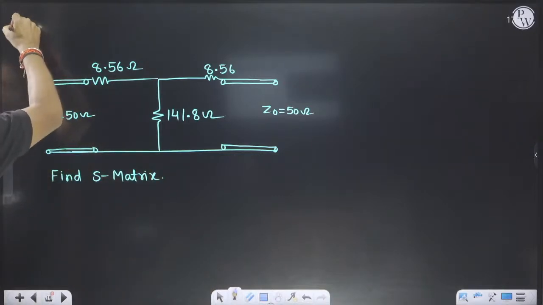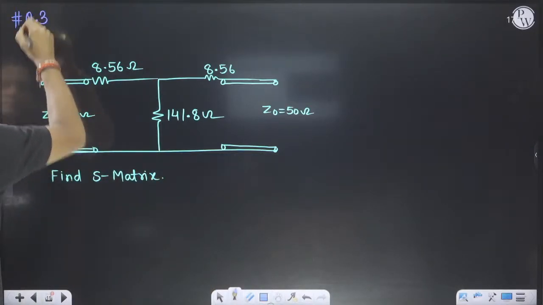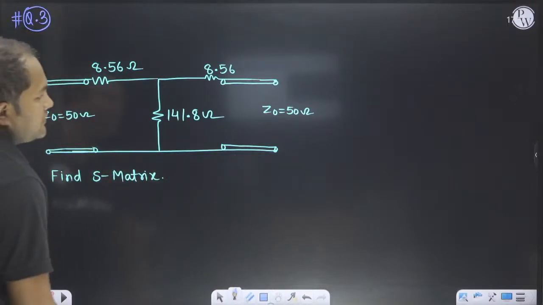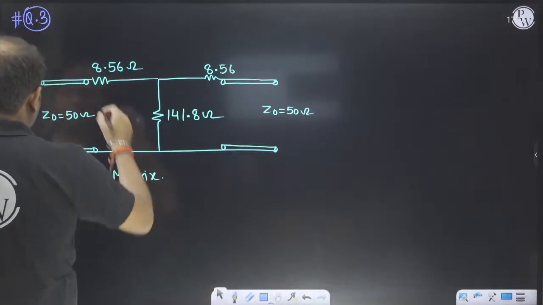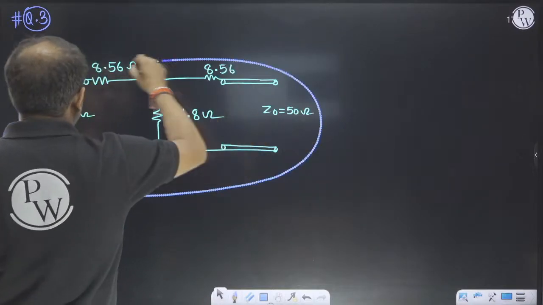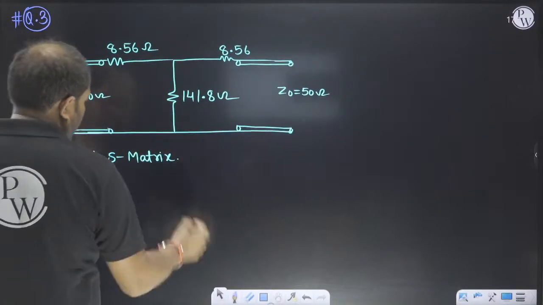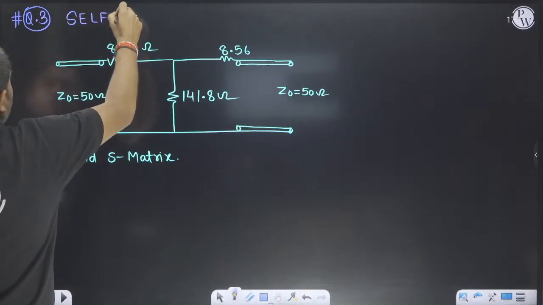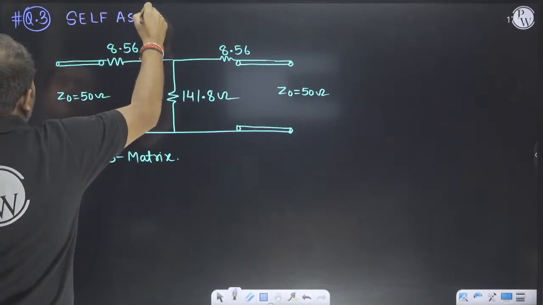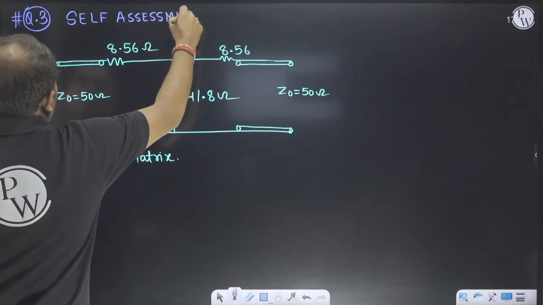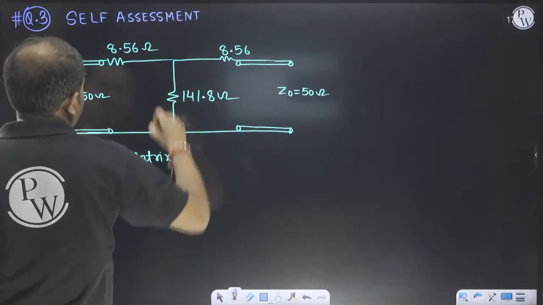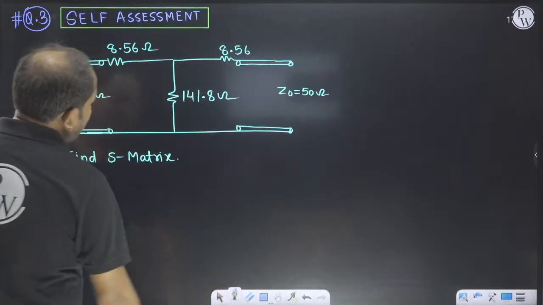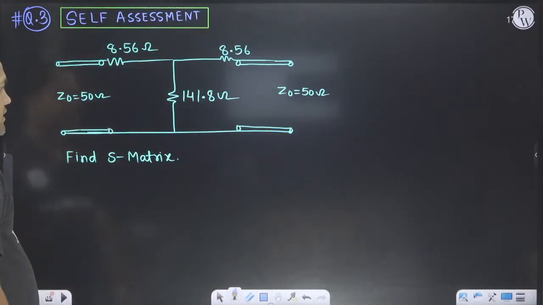So they will ask the question from the T matrix. So what we will do? I will help you, but you have to do it by yourself also. This is a self-assessment question, and you can share your question and answer on my Telegram channel Sonu Sir PW. I will check and give you the correct answer, whether this one is correct or not.